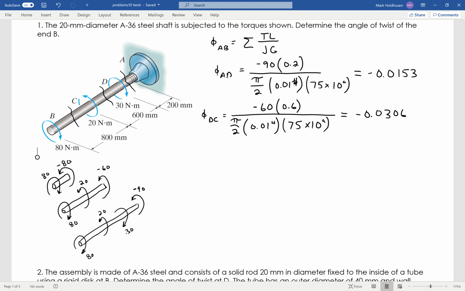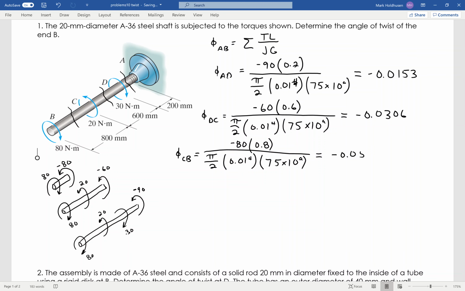Okay, now I go to the last section, which is CB. Again, the denominator looks exactly the same, JG, which is pi over 2 times the radius to the fourth, and the modulus of rigidity is 75 gigapascals. The torque here is negative 80, and the section is 0.8 meters, or 800 millimeters long. That means the angle of twist on this section is negative 0.0543.